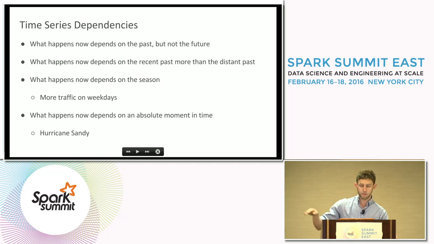Often what happens now depends on a season, so there's some periodicity to time series data. There's more traffic on weekdays. It's often colder during the winter months, so we have to think about seasonality with time series data. And last of all, what happens now often depends on an absolute moment in time. If there's some sort of discrete event that's really important, like a hurricane, that's going to affect time series data in all sorts of ways at that moment in time and in the moments of time that surround it. Any questions on that? Sweet.